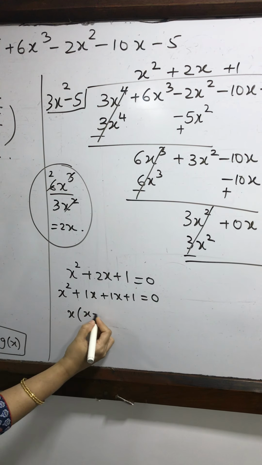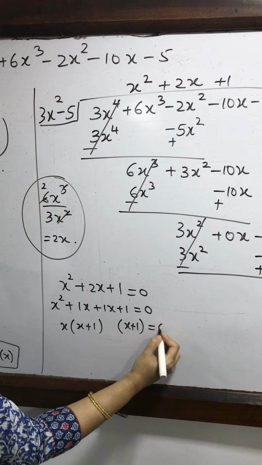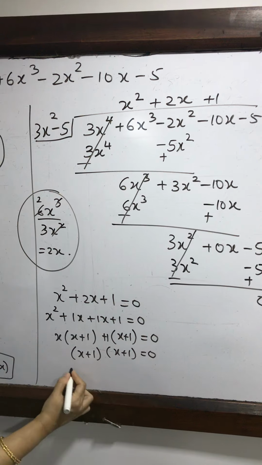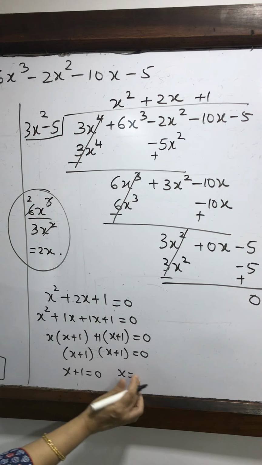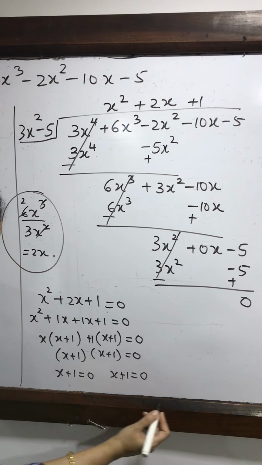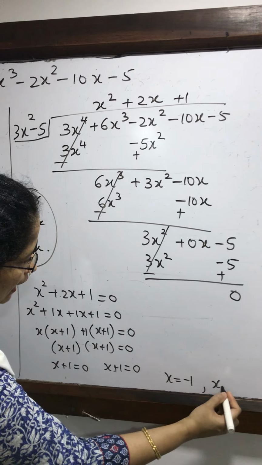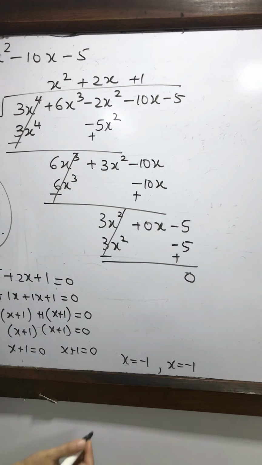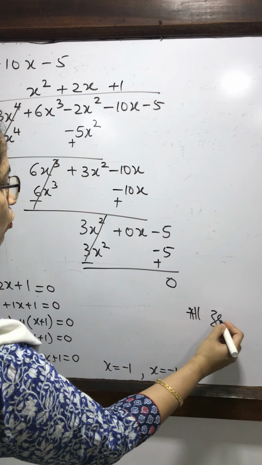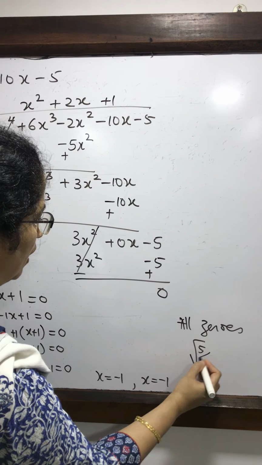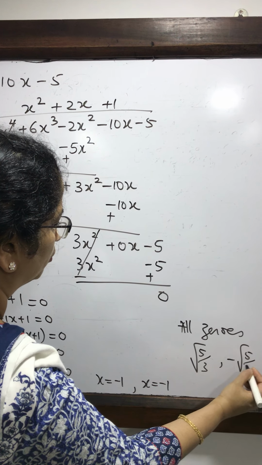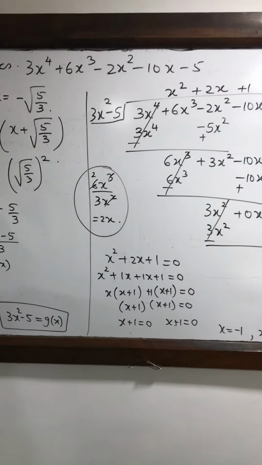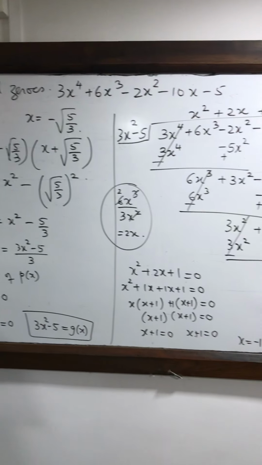Taking common, this is x plus 1. Equate each factor to 0. In this case, you will find that both these values are same. This is what we call a repeated root or equal root, and therefore all zeros. So in this case, there will be only 3 zeros. That is root 5 upon 3, minus root 5 upon 3 and minus 1. So maximum there can be 4 zeros, but in this case there will be only 3 zeros.